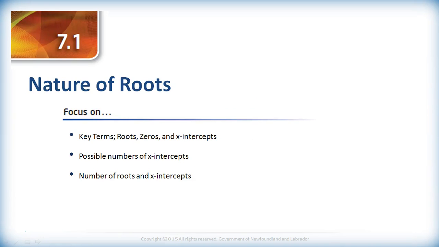Okay, so we're going to look at some key terms, which are roots, zeros, and x-intercepts, and how they're kind of all the same, but not really. We're going to talk about possible numbers of x-intercepts, and then we're going to look at comparing the number of roots and the number of x-intercepts and see what all that stuff means when we put it together.